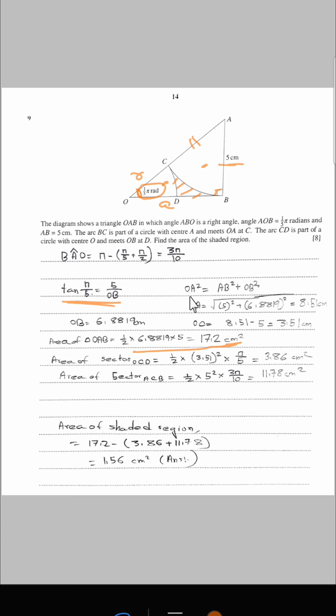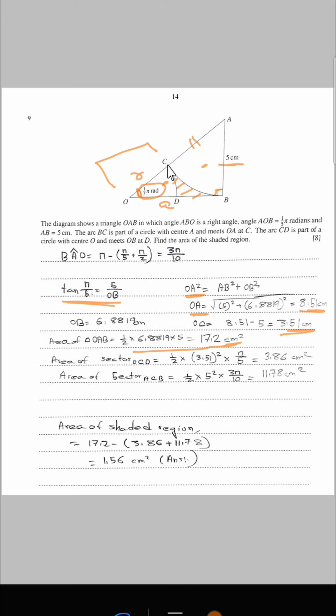So we need to find OA, and by using Pythagoras theorem, that is hypotenuse square is equal to adjacent square plus opposite square, that is OA square is equal to OB square plus AB square, we find the length of OA, that is 8.51. Since we know that the length of OA is 8.51 and the length of AC is 5, we can easily find the length of OC, that is OA minus AC, that is 3.51.